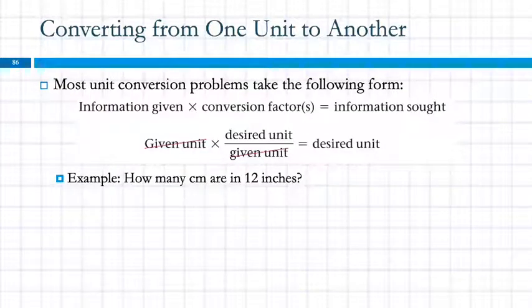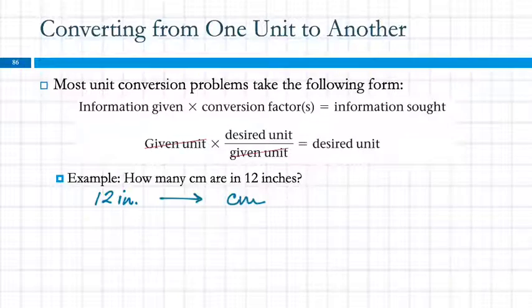So, general form, you've got your information or your unit that's given, and then there's a unit that they're asking you for. In the simplest case, you're going to have one conversion factor in here, desired unit on the top, given unit on the bottom, because those given units are going to cancel out. So if we do a simple problem, how many centimeters are in 12 inches? So there's a number, 12 inches. It's got a unit. That's what I'm given. What am I desiring? What am I trying to find? Centimeters.